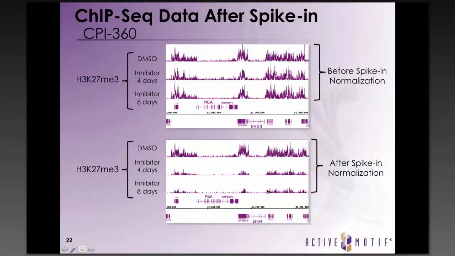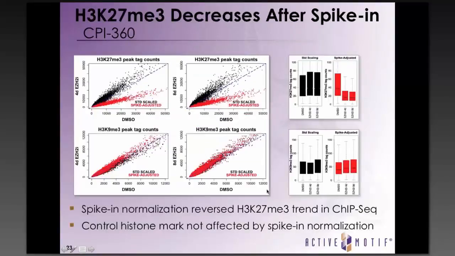Again, if we look at that data globally with the scatter plots, we see the same effect, that without normalization, those EZH2 inhibitor and DMSO-treated samples are very similar, and the spike-in dramatically reduces the signal from the EZH2 inhibitor samples. And that's true both for the 4-day and the 8-day inhibitor treatment.